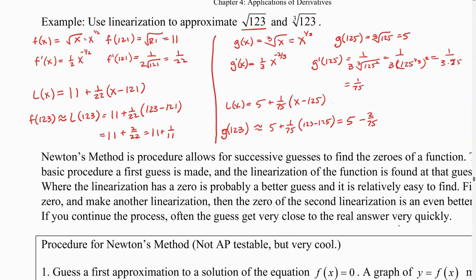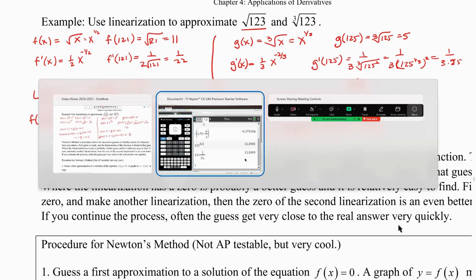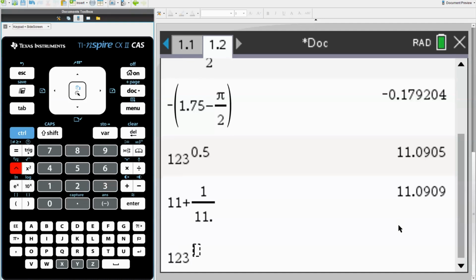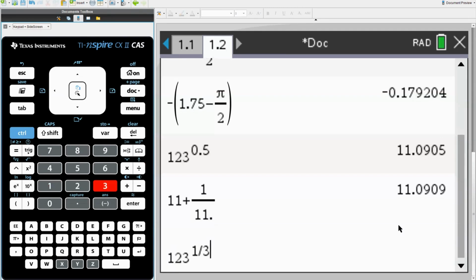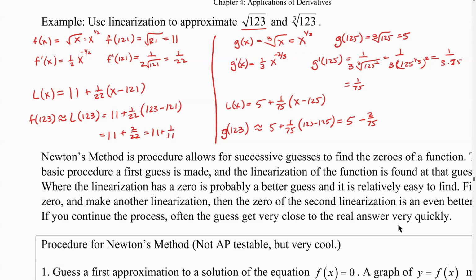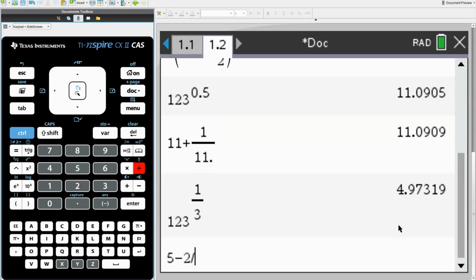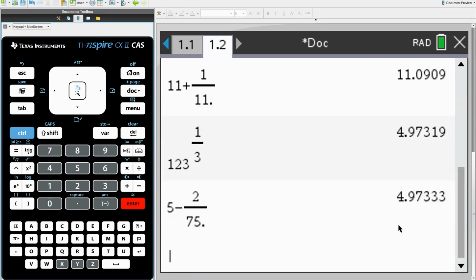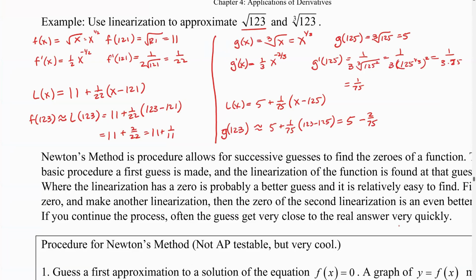Again, let's see how well we do on that estimate. 123 to the power of 1/3, that'd be our cube root, is 4.97. And what did we say? That was going to be 5 minus, what did we say? 2/75. 2 divided by 75. Again, very, very close without doing tons and tons of work. All right, so there we see it, the value of using linearization.